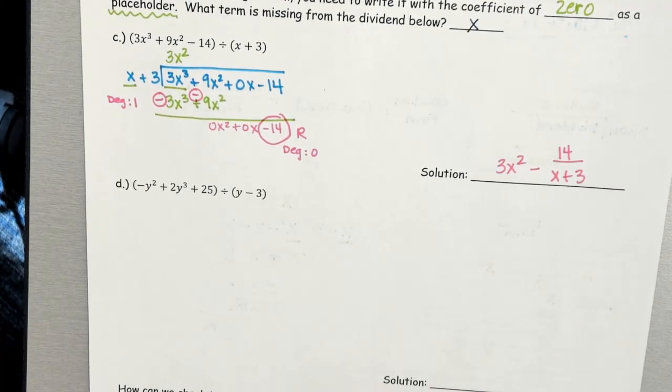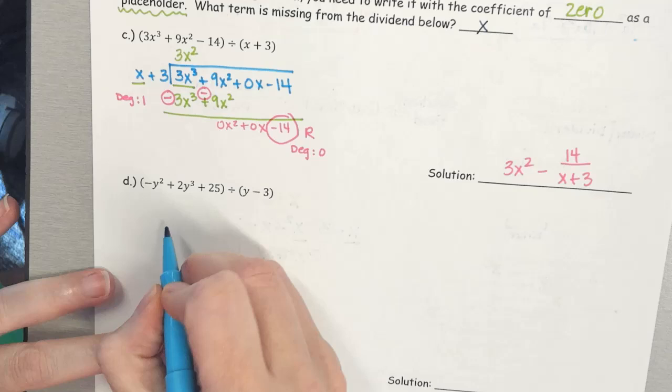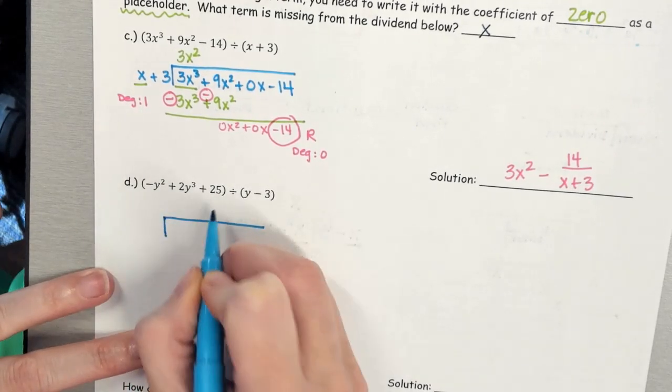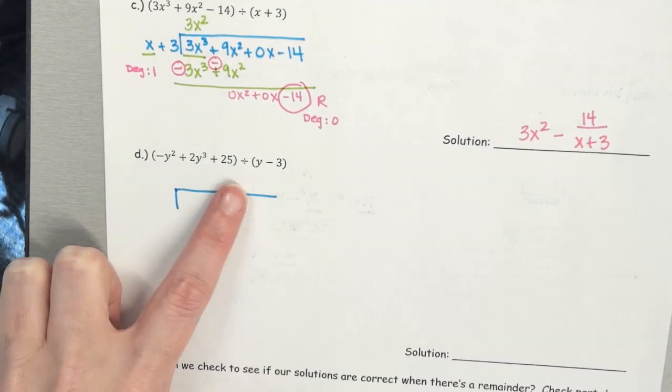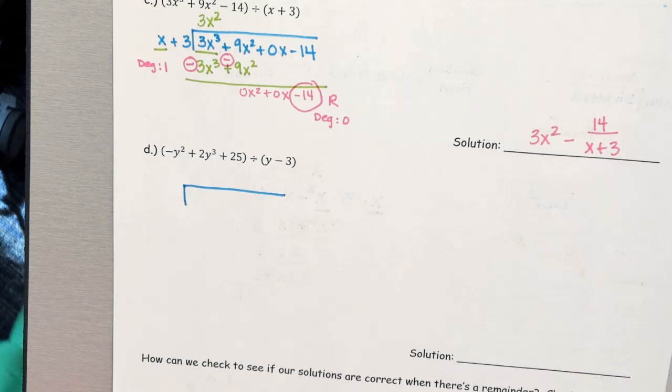Okay, so that's an example where the 0x really didn't affect what we were doing. We're going to see an example now where we want to make sure we have that placeholder in. And also, when you're writing this out, take a look at your exponents. Make sure that they are in the correct form, because this is not written in standard form.